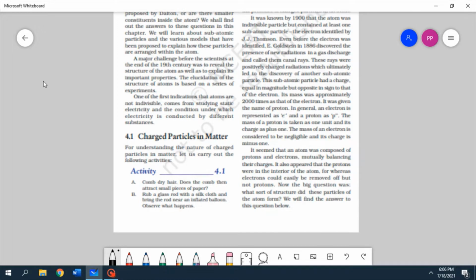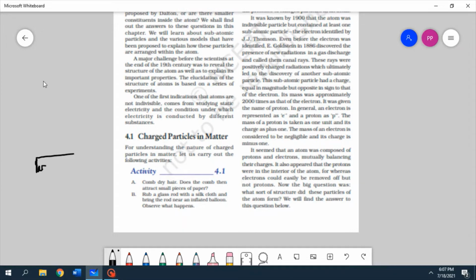The first activity says comb dry hair. So don't comb oiled hair. Comb dry hair and place the comb near small bits of paper. Does the comb then attract these pieces of paper? This is what we used to do with the plastic ruler as well in school. So let me tell you the outcome of this experiment, but I encourage you to still carry out this experiment at home.